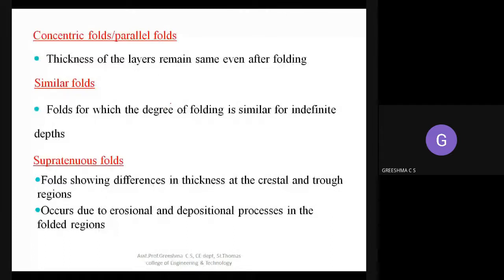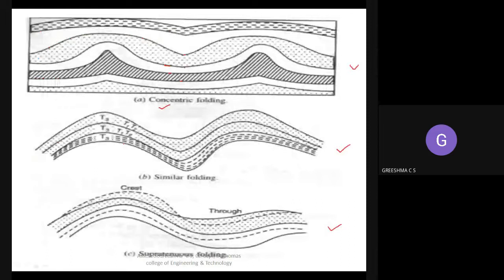The second one is similar folds. In similar folds, the degree of folding is similar for indefinite depth. That means here the degree of the folding is the same for any number of depths. See here, the degree of the folding. That means how much degree of folding has occurred in each depth will be the same.